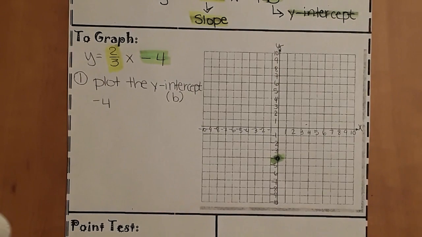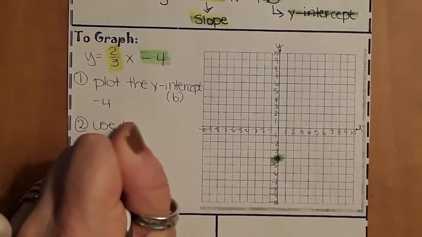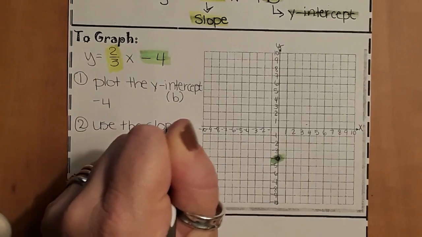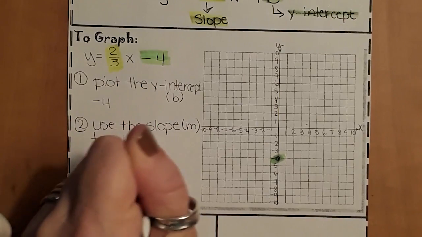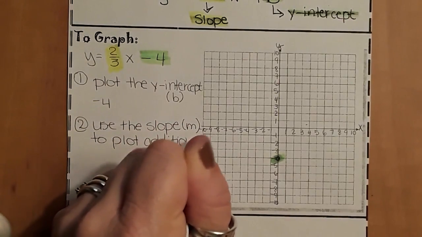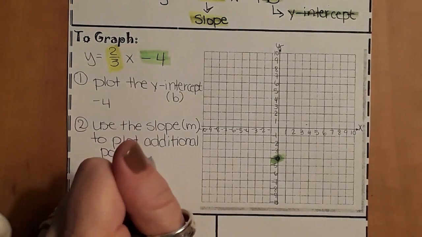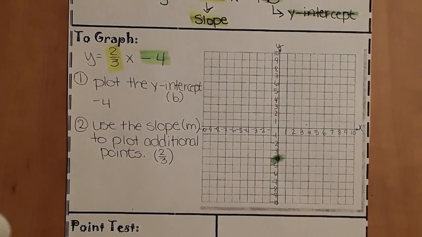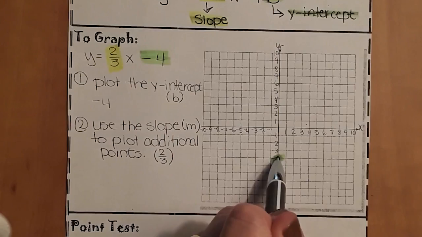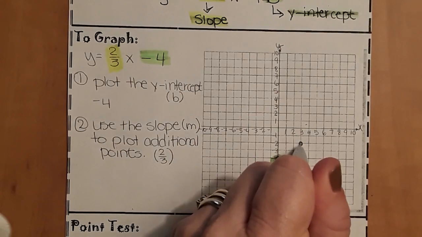Step 2, we're going to use the slope, your m, to plot additional points. In this case, our m is 2/3. Means we're going to have a rise and a run positive, up and to the right and down and to the left. So we're going to go up 1, 2 to the right 1, 2, 3. Put your first point.